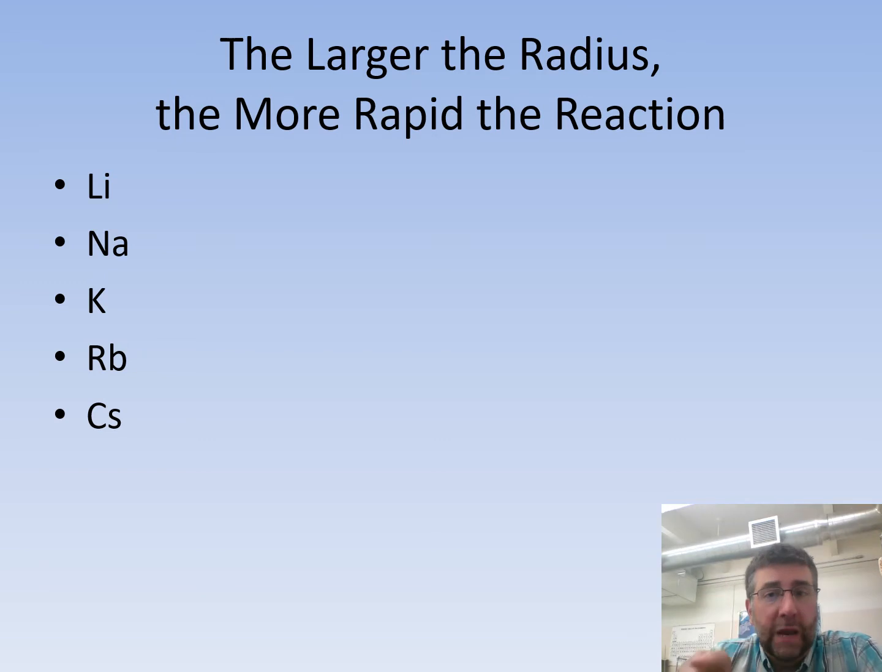The larger the radius of an atom, the easier it is to pluck that electron off, or the easier it is for another element to come in and grab that electron and remove it and turn it into an ion. And the easier it is, the faster that reaction will occur. So you're going to see that these different elements are going to react more vigorously as the radius gets larger.